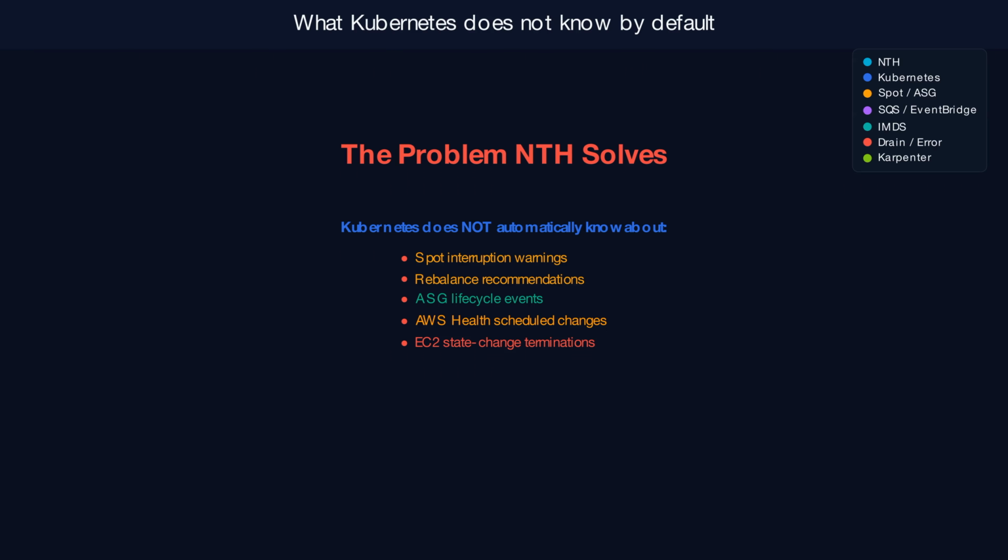Kubernetes has built-in node health checks, eviction logic, and graceful shutdown features. But by default, it does not automatically know about cloud provider-specific signals like spot interruption warnings, rebalance recommendations, or auto-scaling group lifecycle events. NTH bridges that gap, translating AWS infrastructure events into Kubernetes node lifecycle actions.